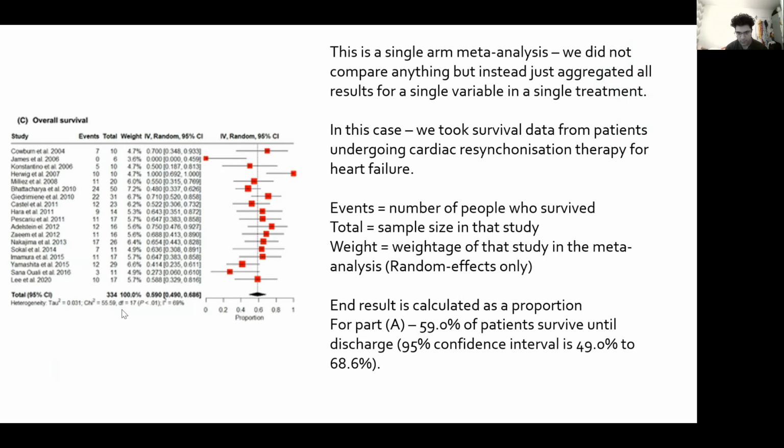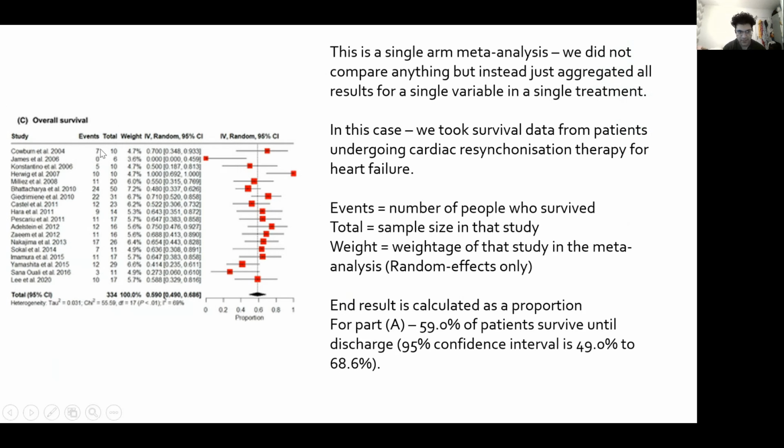Here, it's a little bit different. What we're essentially looking at is prevalence or likelihood of an outcome happening, but we're doing that for all the studies. So in this case, this is from a paper I did about 6 months ago. It's looking at survival after cardiac resynchronization therapy for ionotrope-dependent heart failure. So in this case, just to talk you through the basics here.